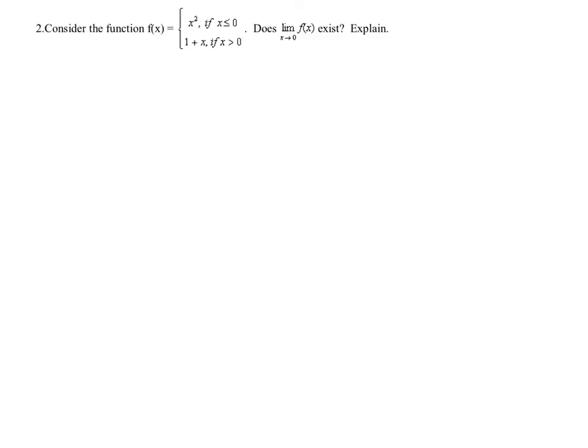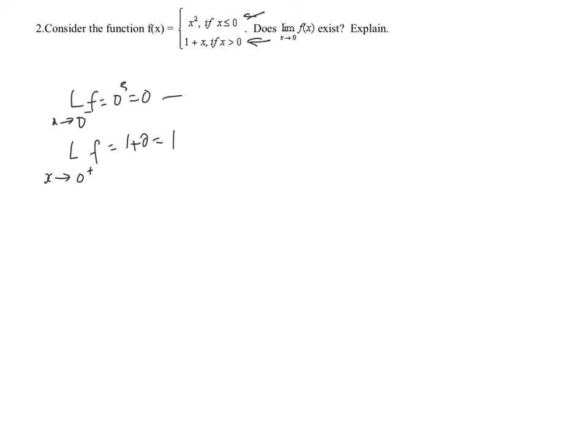The next question says, consider the function f of x: x squared if x is less than or equal to 0, 1 plus x if x is greater than 0. Does the limit of f of x exist when x goes to 0? Explain. When x goes to 0, we have to consider the left and right limits. So the limit as x goes to 0 from the left is, since going from the left we have to use this part of the function, 0 squared, which is 0. When x goes to 0 plus, I have to use this equation. So the limit of function f becomes 1 plus 0, which is 1.